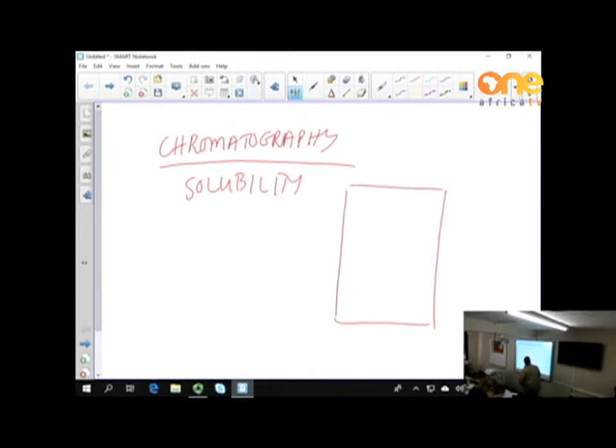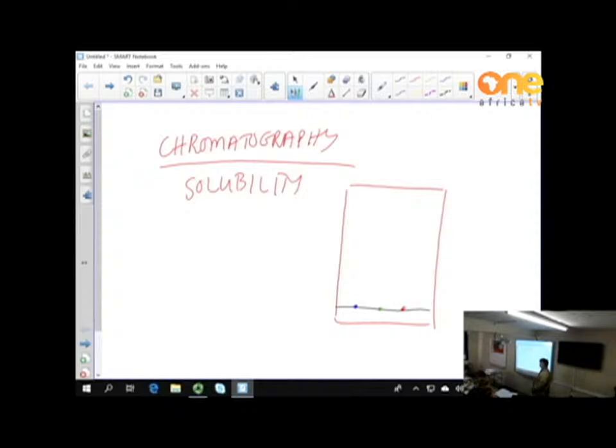of filter paper. I use filter paper because it works well with water as the solvent. I draw a pencil line a small distance from the bottom, okay? And on that pencil line, we can put tiny little samples of, for example, ink.